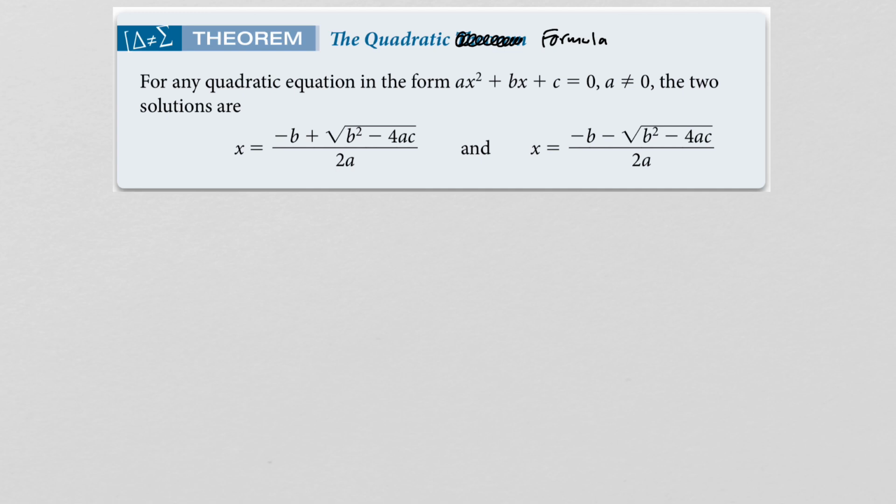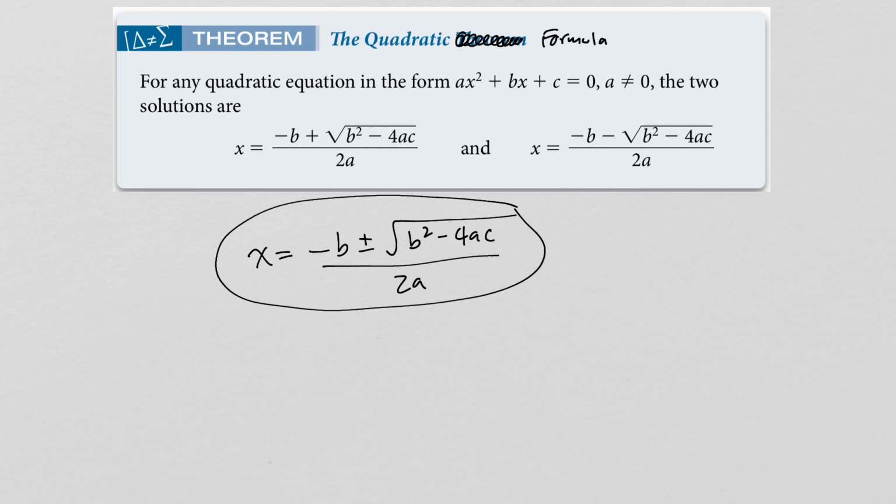Now, most of the time, the way they will state this is they will say x is equal to negative b plus or minus the square root of b squared minus 4ac all divided by 2a. And I'm pretty sure that you have probably seen this formula before. So what is this formula used for? Well, again, if you're trying to solve a quadratic equation, if it does not factor, this formula will help you solve that equation without having to complete the square. Let's take a look at an example.